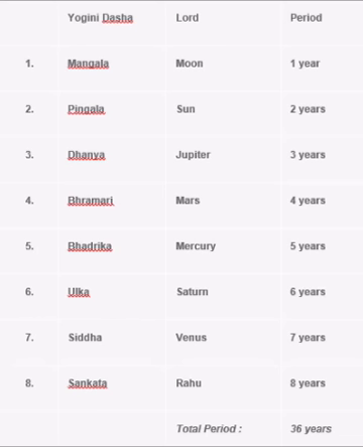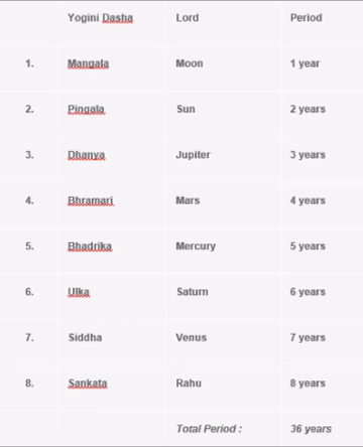If you look at the screen once again, like I just went over the dashas and the lords of those dashas, you'll see that the Moon dasha is only for 1 year. In front of Mangala and Moon, there's 1 year. The Sun's dasha is for 2 years. Jupiter's dasha is 3 years. Mars Dasha is 4 years, which is also called Bhramari Dasha. Bhadrika or Mercury Dasha is 5 years. Ulka or Saturn Dasha is 6 years. Siddha or Venus Dasha is 7 years. Sankata or Rahu Dasha is 8 years. So don't worry about these tough Sanskrit names of the Yogini Dasha.